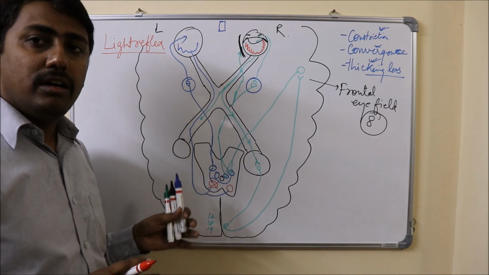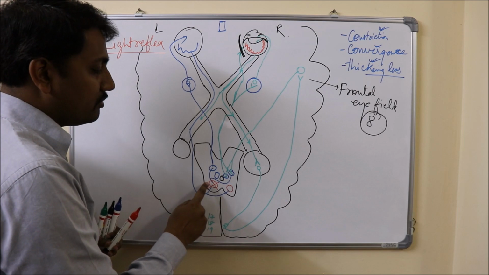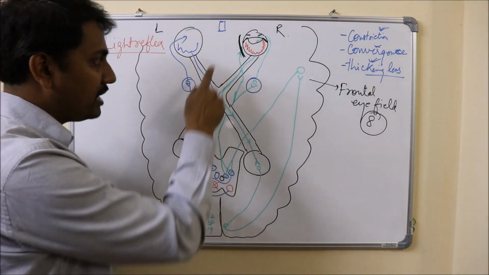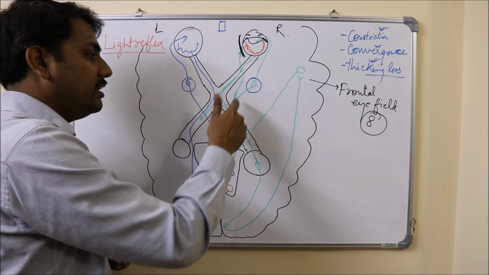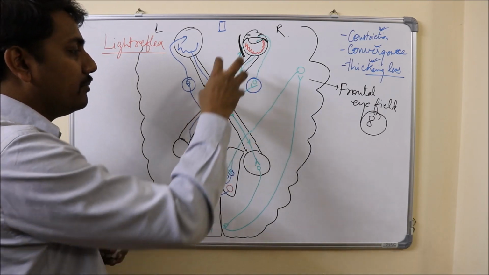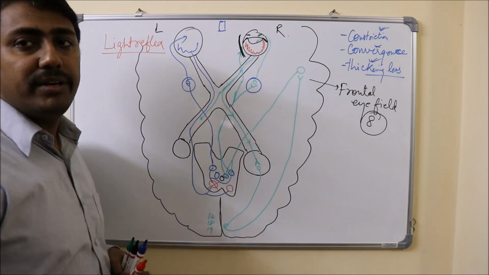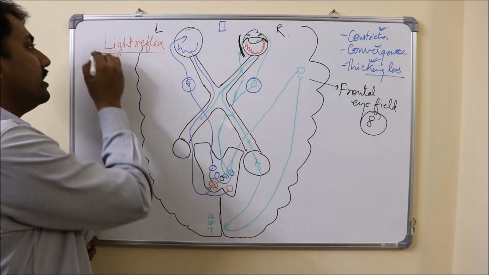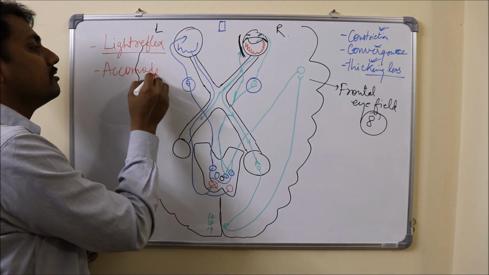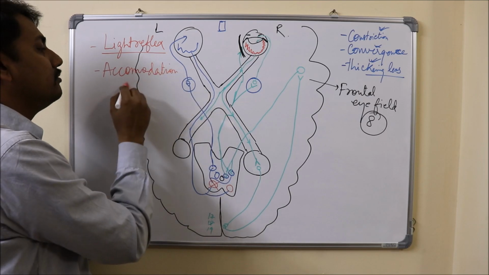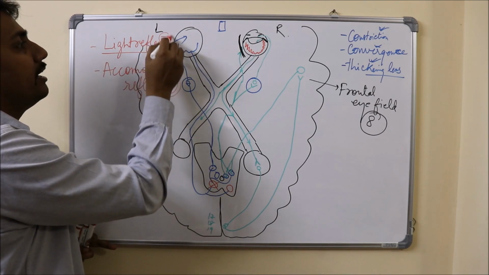But what about the accommodation reflex? The pretectal nucleus was nowhere in the pathway of the accommodation reflex. So we can decipher that there will be no chances of injury or lesion to the accommodation reflex. So in this case, the accommodation reflex would be present and the light reflex would be absent.